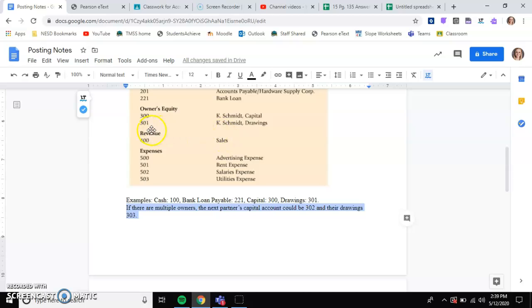Revenue, 400s. Just start listing the 400s. The 500s are used for expenses. So you would go 500, 501, 502, 503, whatever. Just one by one is fine.